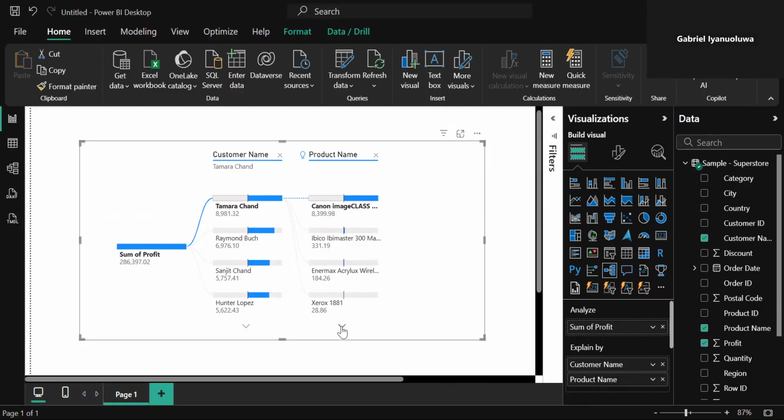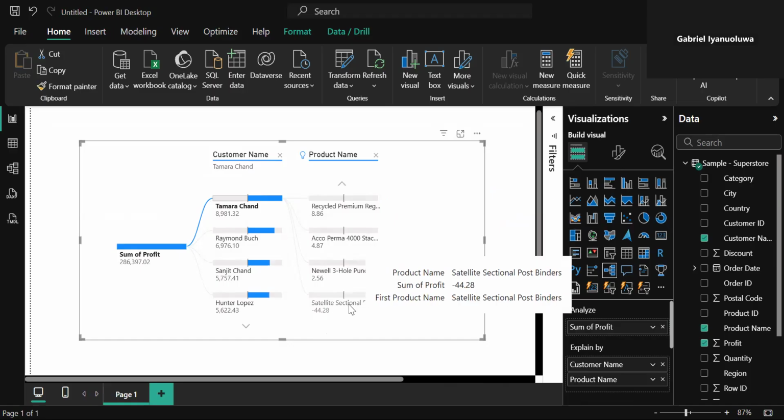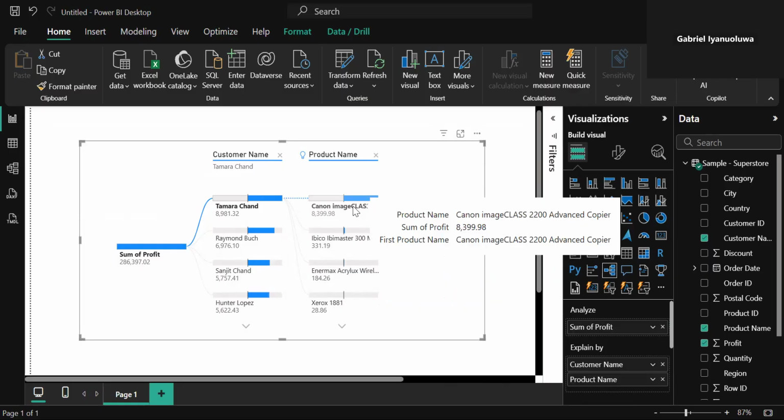By the time you scroll down, it will show you where he has made low profit. Now, this is where he has made a low profit. There is no profit that he has made here. There was a minus on sectional post binders. That shows that there was a loss even in working with this particular product. It's not making any profit. So he just made profit on Canon image class 2200. The advanced copier is what made profit for this particular month.